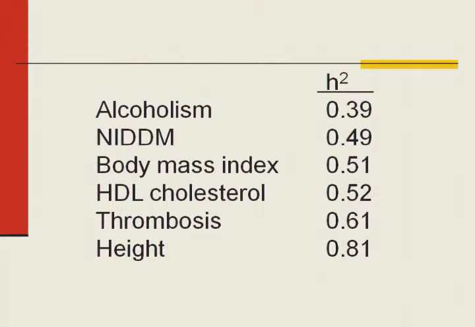These are heritabilities for some random biomedically related traits, mostly from the San Antonio family study. Thrombosis is from another study I'm involved with, the GATE study. Alcoholism is from COGA.